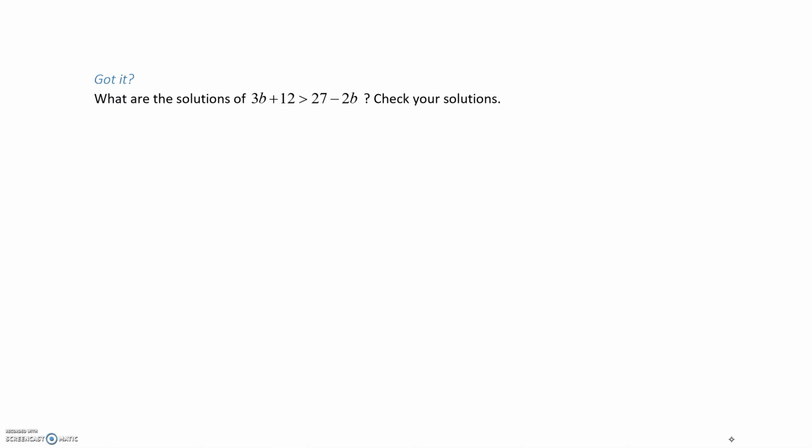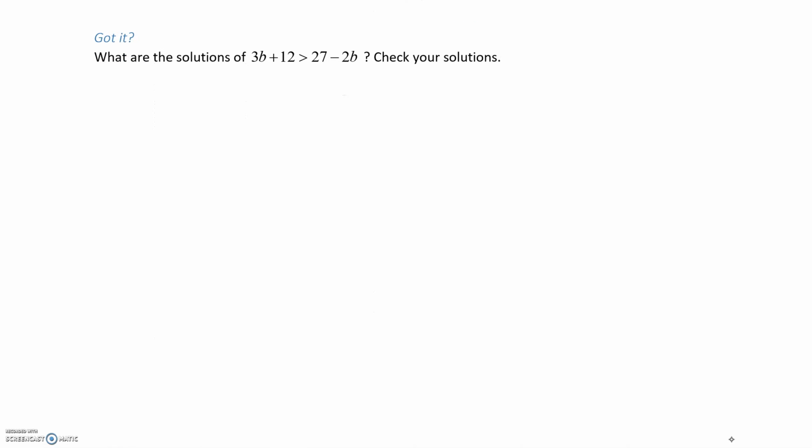So go ahead and try this one on your own. What I'm going to do is add 2b to both sides. That leaves me with 5b plus 12 is greater than 27.